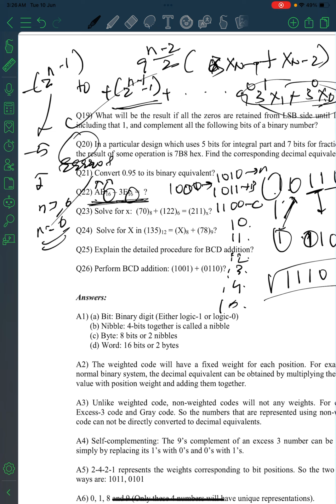So that is the case of 22, and that is, 21 is over. Solve for x, the same, we can make everything into decimal, do the simple math and do the things.